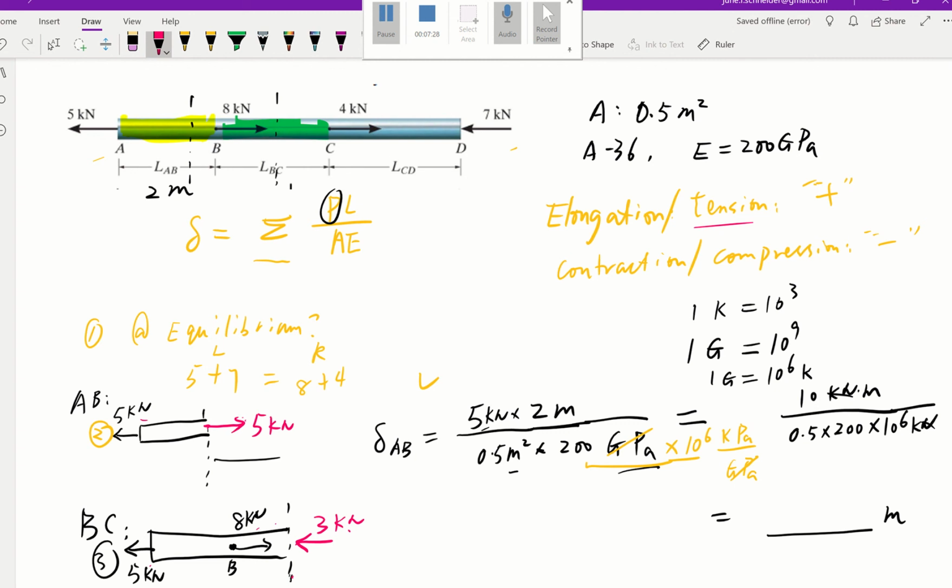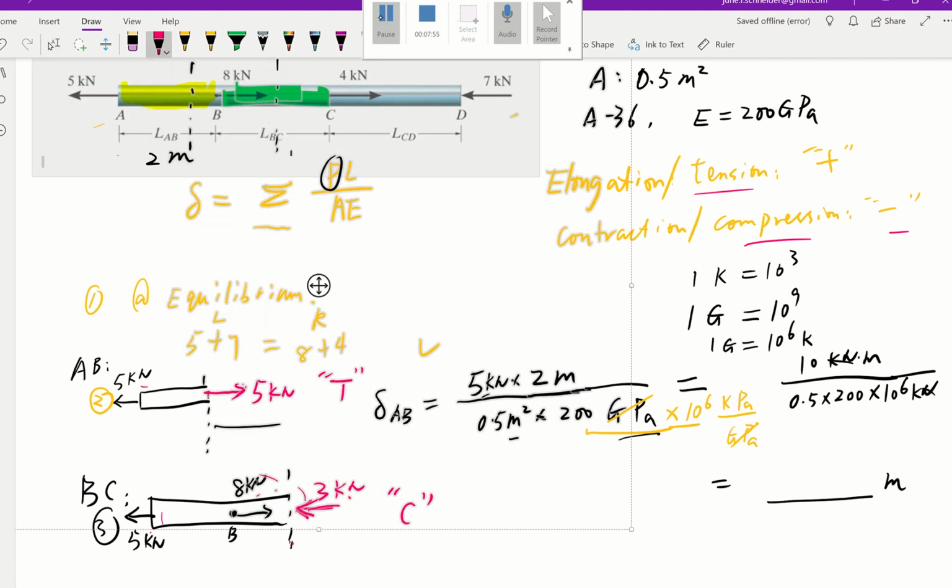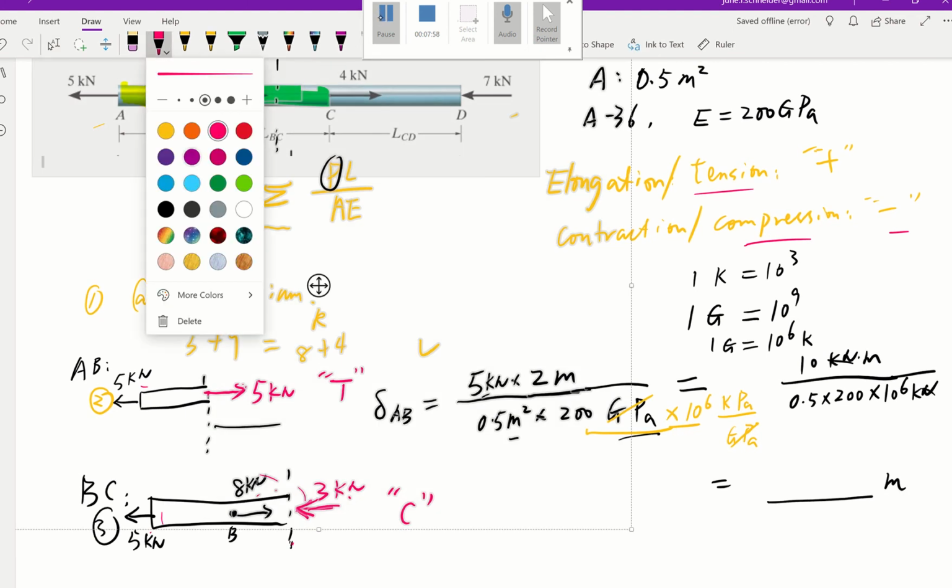Now let's look at this one. This section will certainly be compressed because this 3 kilonewton is pushing it in. Earlier, this was in tension; this is going to be in compression. If it's in compression, be aware this BC section is going to be compacted. It's going to have a negative deformation because it's contracted. Knowing that, we're going to write down the expression for our BC section.